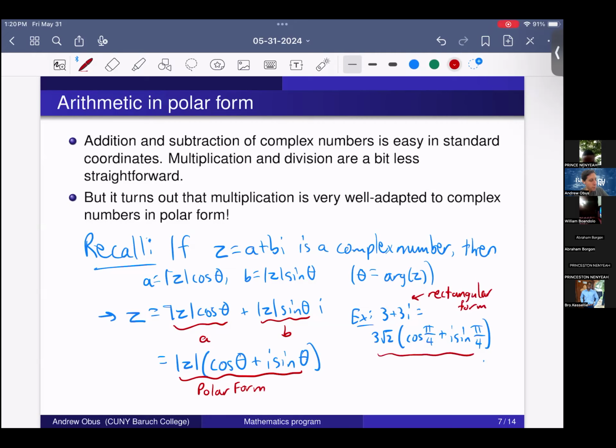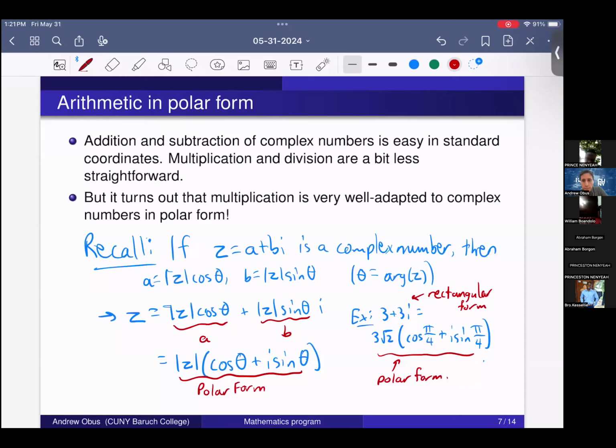And 3 root 2 times cos pi over 4 plus i sine pi over 4, this is what would be called the polar form. All right, so we have this rectangular and polar form of a complex number, and they're both the same number. It's just two different ways of writing down what the number is.